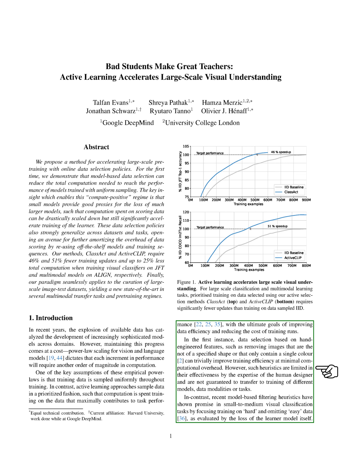In the past, we've selected data based on specific features, like removing images that don't fit a certain shape or only contain one color. This can improve training efficiency with little computational cost. However, these methods are limited by the expertise of the person designing them and may not work for different models, data types, or tasks. Recently, we've seen promising results from model-based filtering methods. These methods focus on training with hard data and omit easy data, as determined by the learner model's loss.